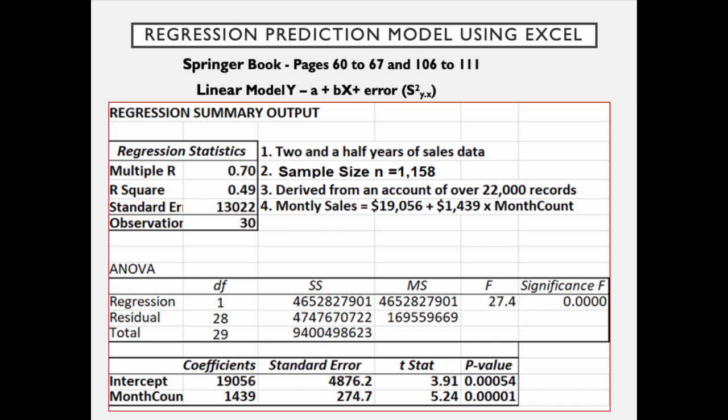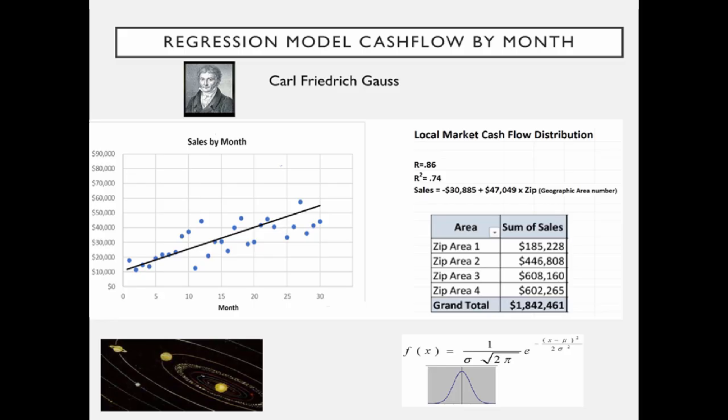Select Regression, and for the Y variable, select Month Sales, and the X variable, Month Count. In 1801, a new heavenly body had been discovered in the asteroid belt, and no one could predict its orbit. In the end, only one man could, the 24-year-old Carl Friedrich Gauss, who invented a new method of calculating orbits. He used two mathematical constructs that are also the foundation of the forecasting graph displayed on the slide.